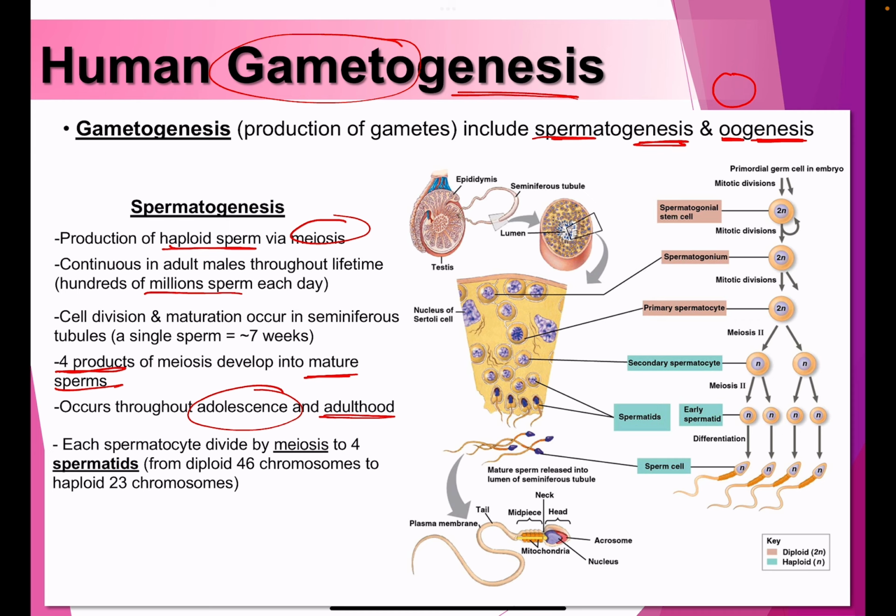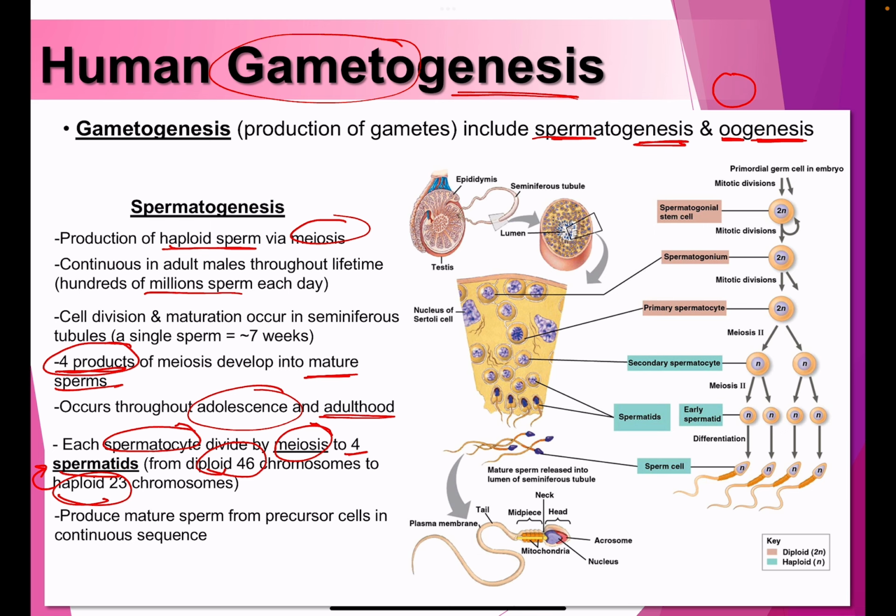Now, each spermatocyte divides by meiosis into 4 spermatids, which is why we have these 4 products here, where the spermatocyte will go from diploid 46 chromosomes in humans to haploid 23 chromosome spermatids. So spermatocytes have 46, spermatids have 23 chromosomes. This division right there is where meiosis happens to halve the amount of chromosomes to give you haploids.